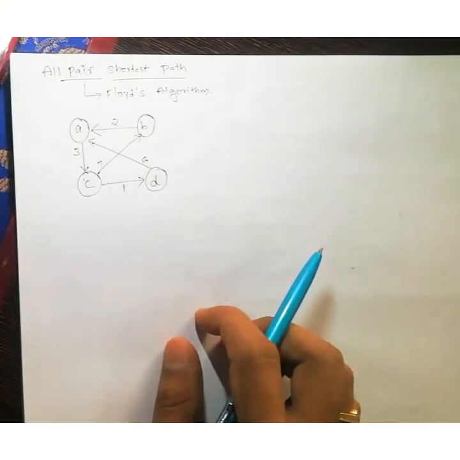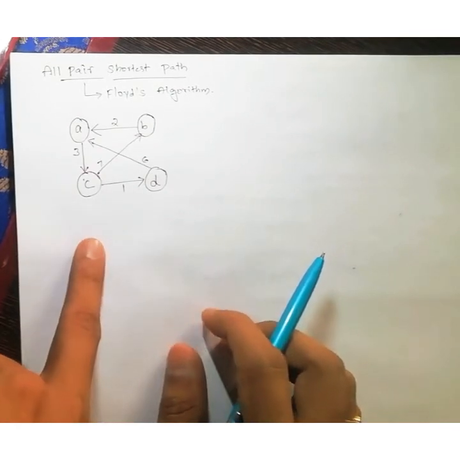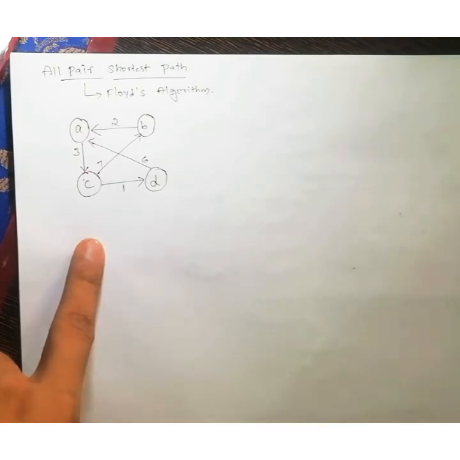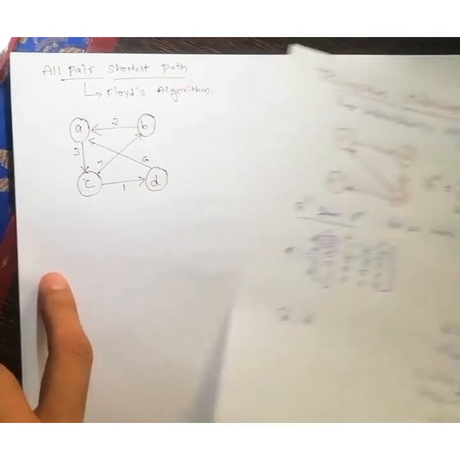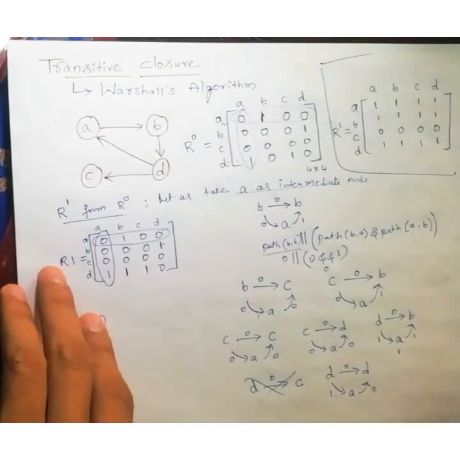Welcome back. In this video, we will discuss the next algorithm, that is Floyd's algorithm, to find shortest path between all pair of vertices. That means all pair shortest path. And this algorithm is the same as our previous algorithm, that is Warshall's algorithm. And Floyd uses the same technique of Warshall's. So this is what we discussed in the last video, right?